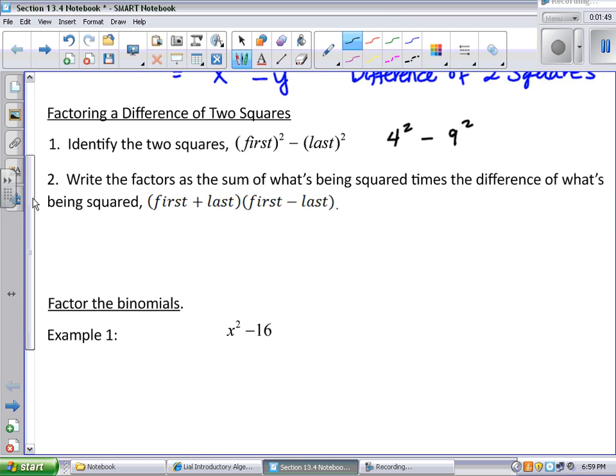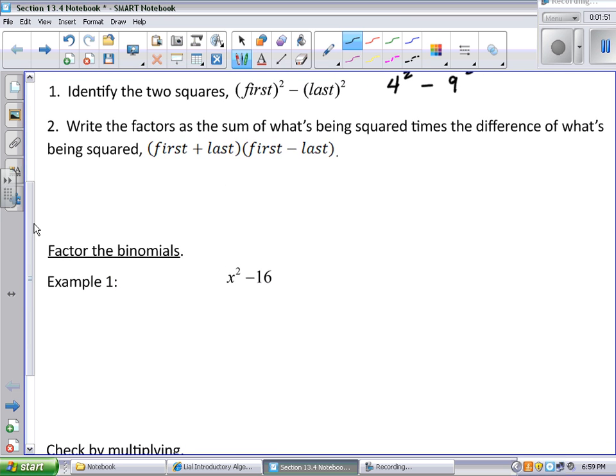Let's do an example. We have x squared minus 16. Can I write this as something squared minus something squared? And the answer here is yes. X times x, or x squared, gives me x squared. 16 is 4 squared. So my pattern, it's the first plus the last, and the first minus the last.